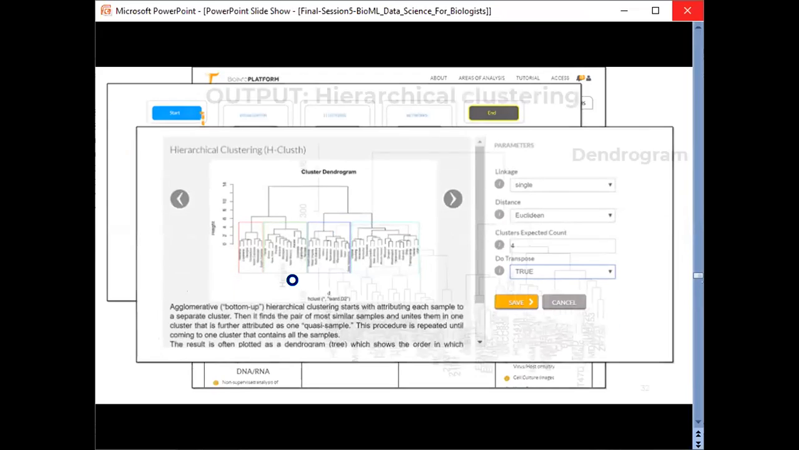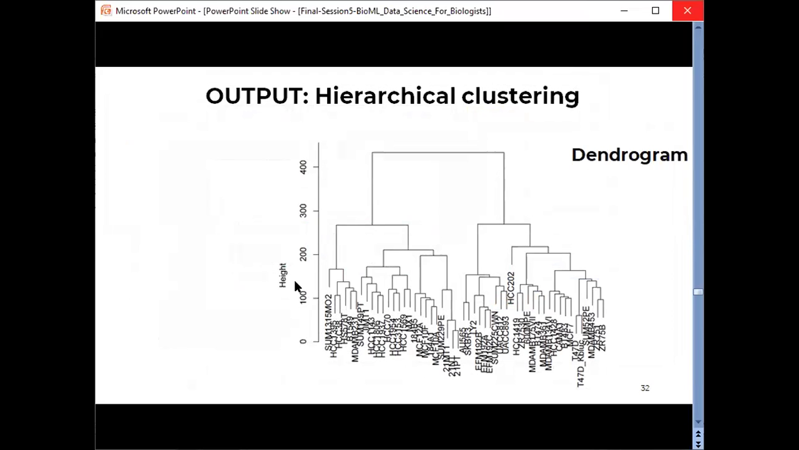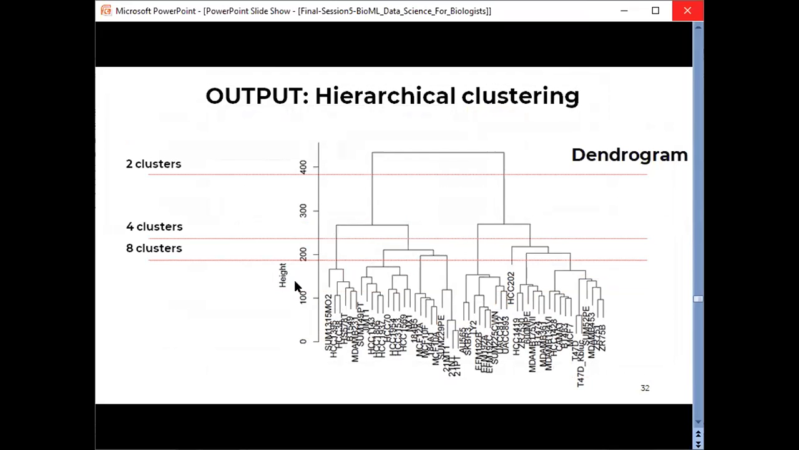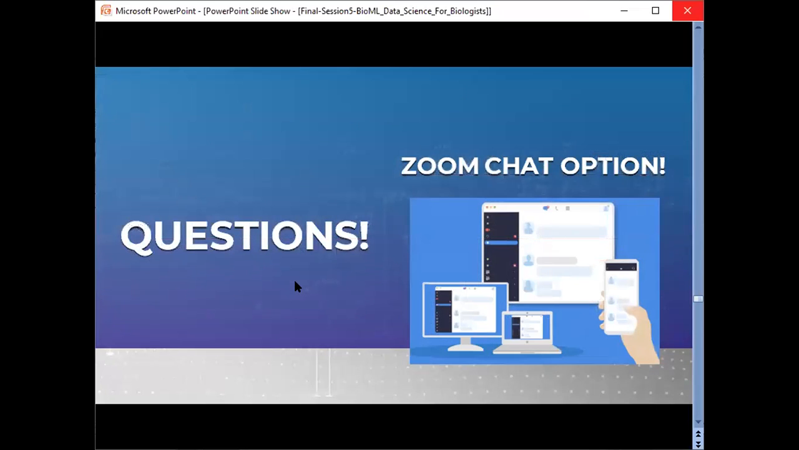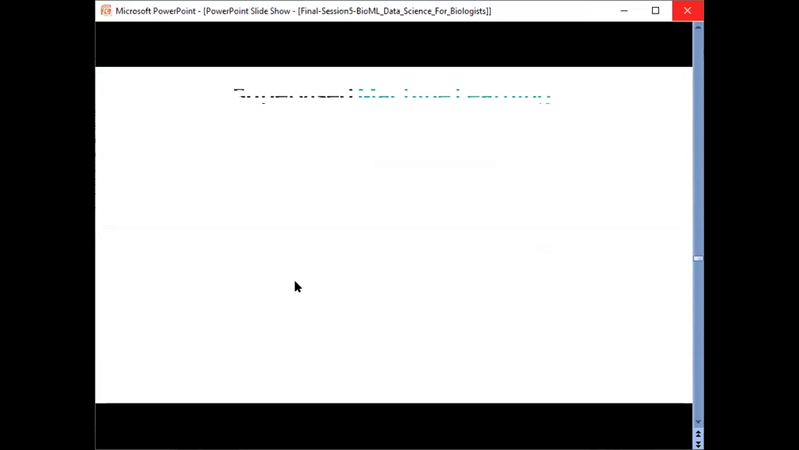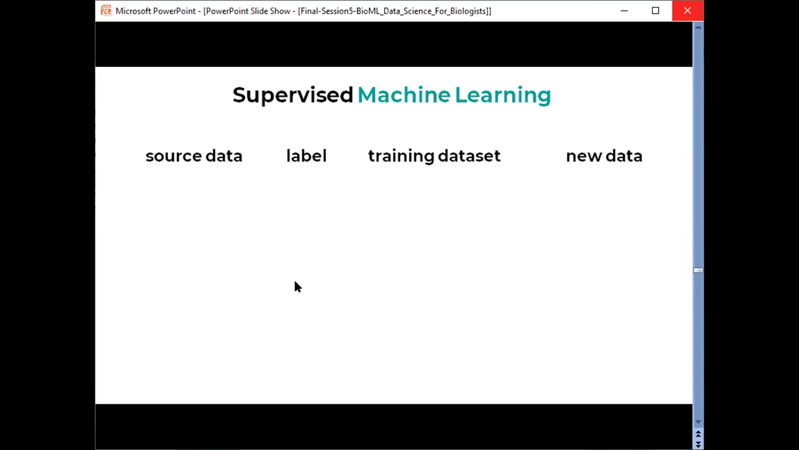So this is for the hierarchical clustering, and this is the output in the form of a dendrogram. As we go from top to bottom, the number of clusters increases. At the top, the number of clusters is minimum. So the next is supervised machine learning. As its name indicates, these methods rely on the availability of training data that has been labeled with the class labels.